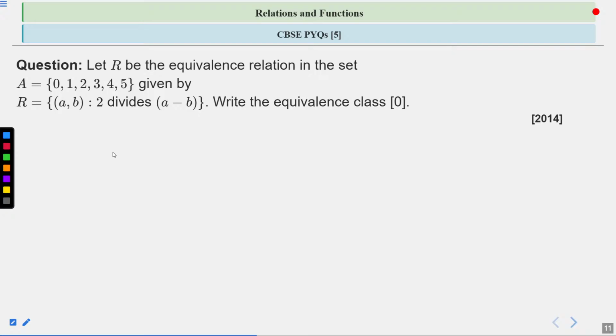This question was also asked in 2014, right? Clear? Again, you have 10 seconds to solve or think about this question. After that we will discuss the solution part.